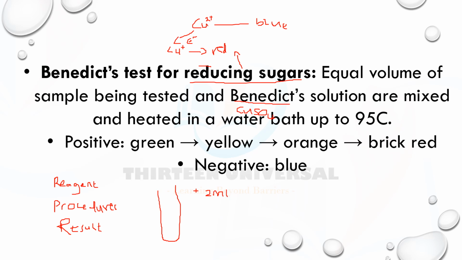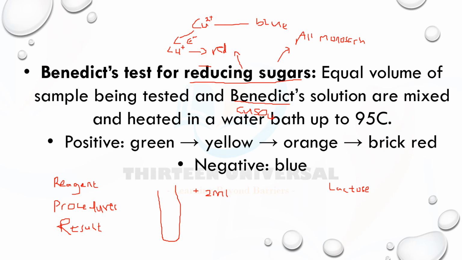Meanwhile, don't forget that reducing sugar includes all monosaccharides. Monosaccharides are the building blocks of polysaccharides. Plus lactose and maltose. Lactose and maltose are disaccharides, and they are also reducing sugars. So when we talk about all monosaccharides, we talk about glucose, galactose, fructose, ribose, deoxyribose; they're all monosaccharides.